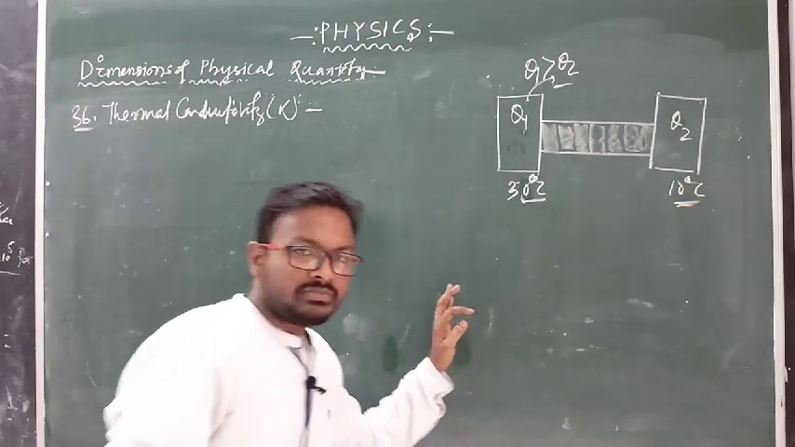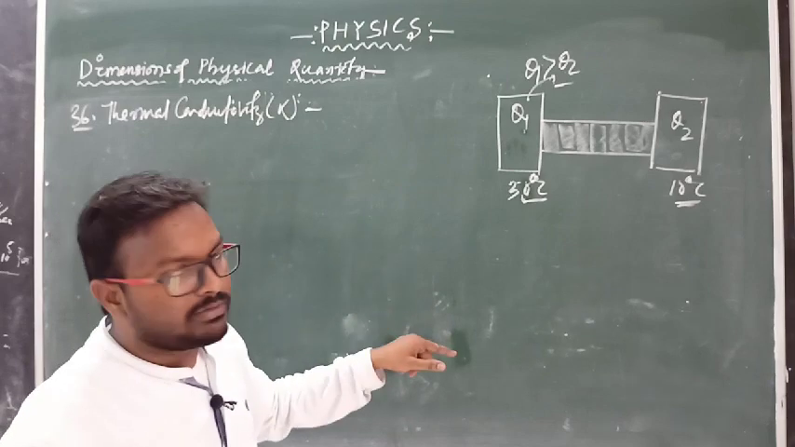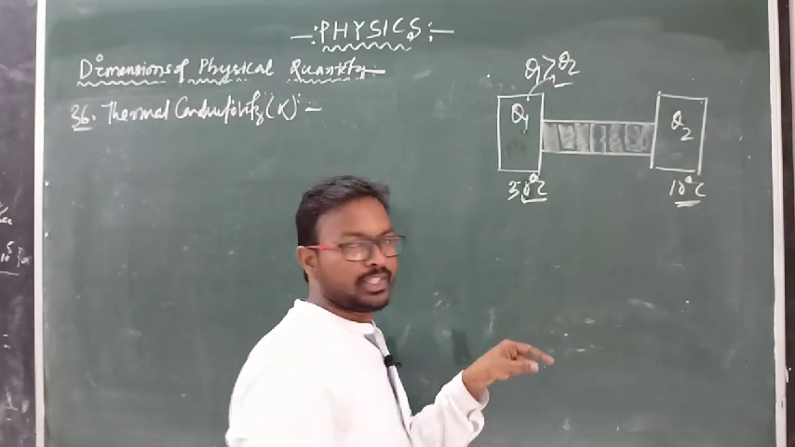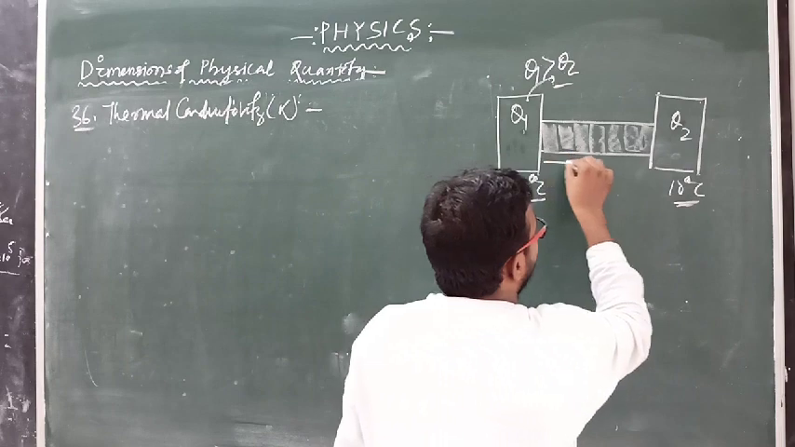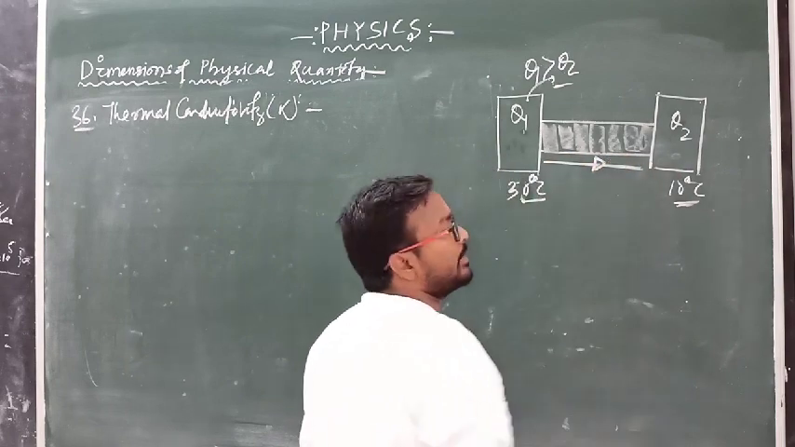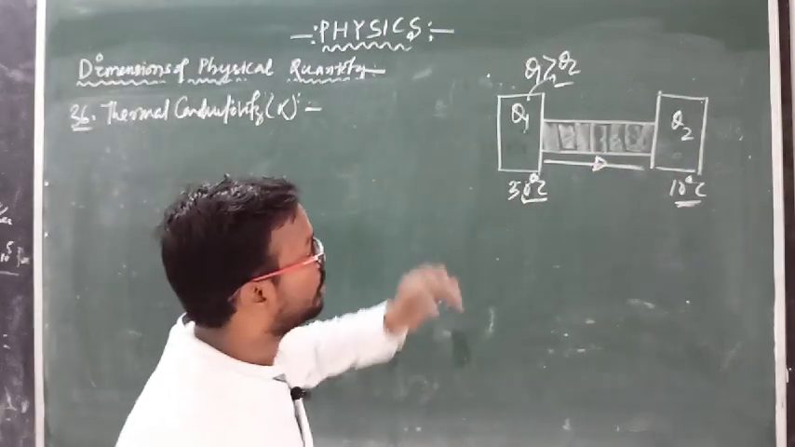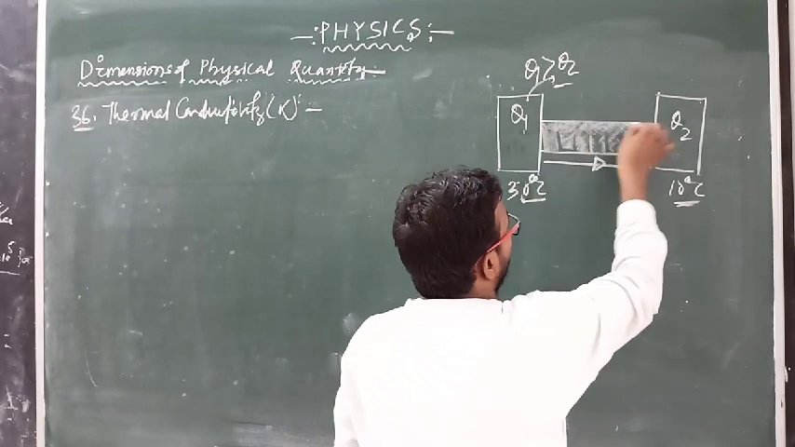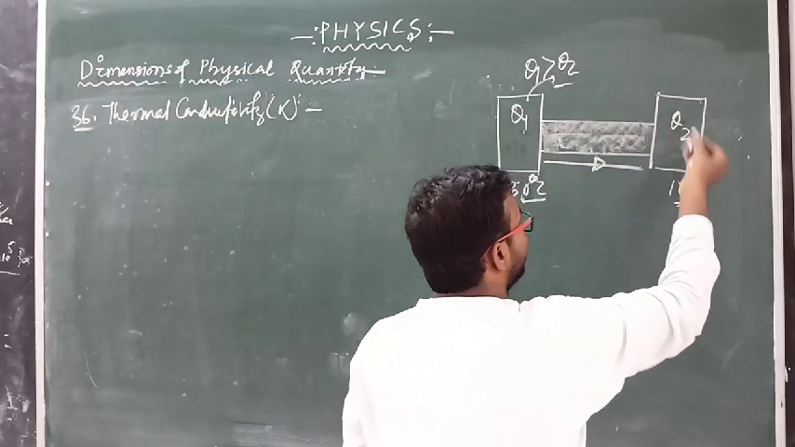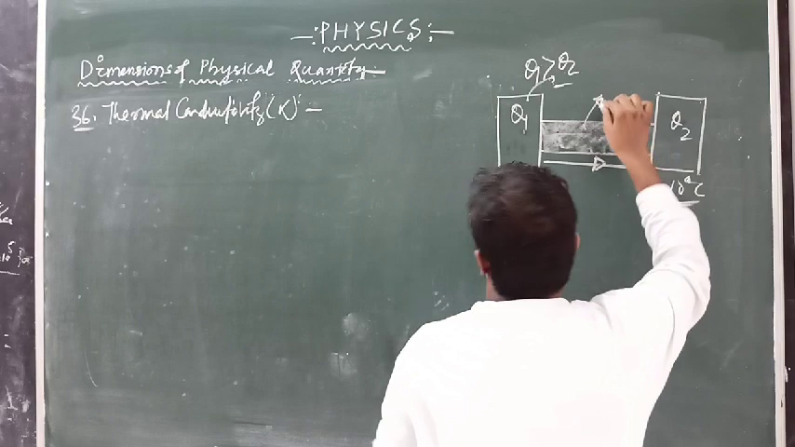Now you know heat always flows from higher temperature to lower temperature. This is the property. So this is the direction of flow of heat, and this heat flows through the conductor or through this substance, and it depends on its thermal conductivity.